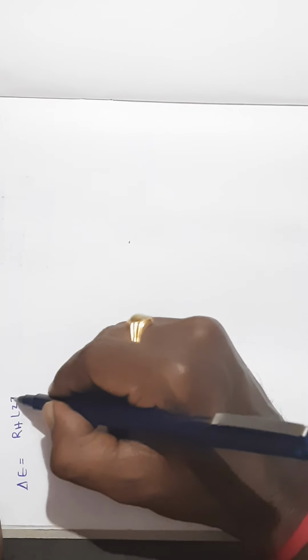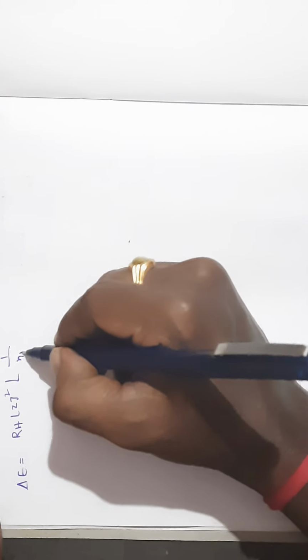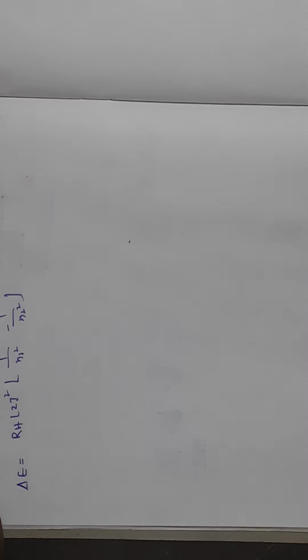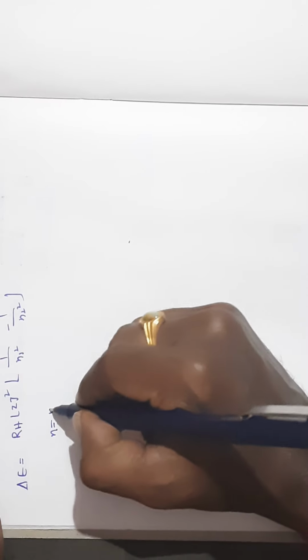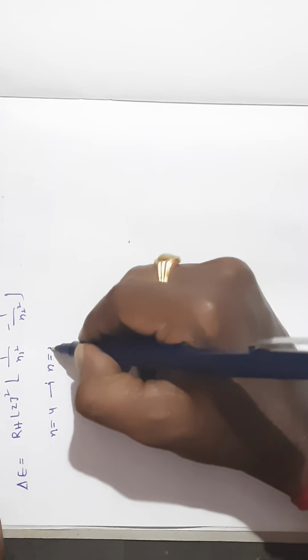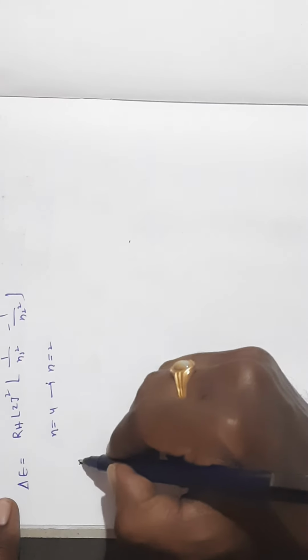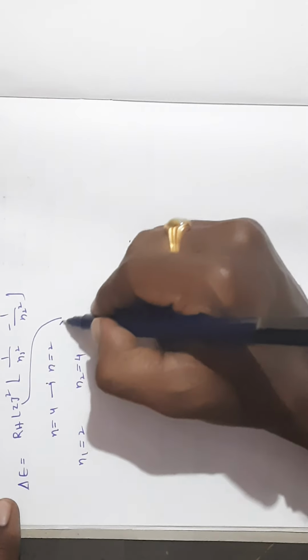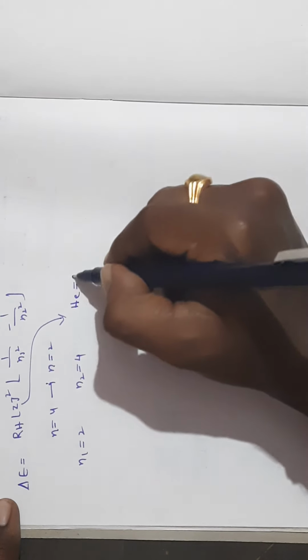When an electron drops from a high energy level to a lower energy level, the energy difference can be calculated using this formula: delta E is equal to RH into Z square into 1 by N1 square minus 1 by N2 square. This is the formula. Here they clearly gave in the question that the electron will move from n equal to 4 to n equal to 2. So here n1 value is 2 and n2 value is 4, and Z means the helium atomic number, which is 2, we know that.